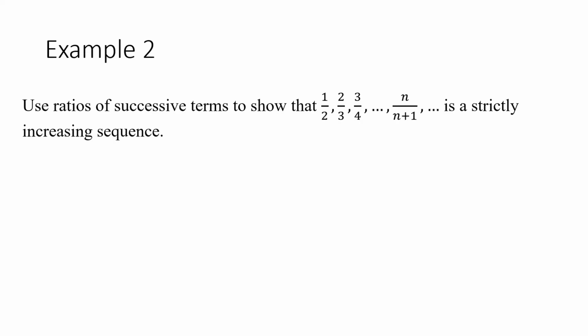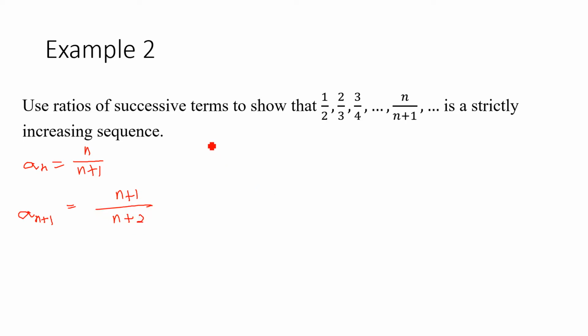Okay, next, use the ratio of successive terms to show that the sequence is strictly increasing. So same, what we're going to have, in this case, our a sub n would be n over n plus 1, and our a sub n plus 1 is equal to, same as what we did in the other slide, n plus 1 all over n plus 2.